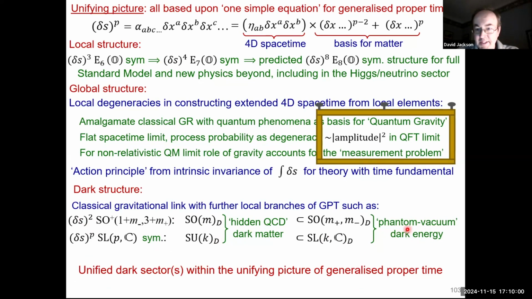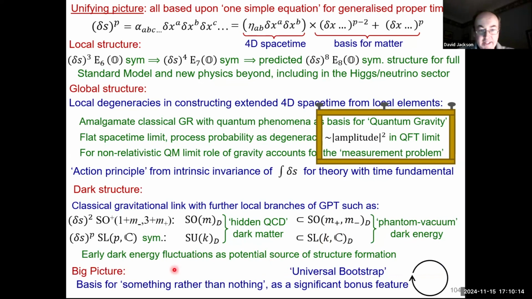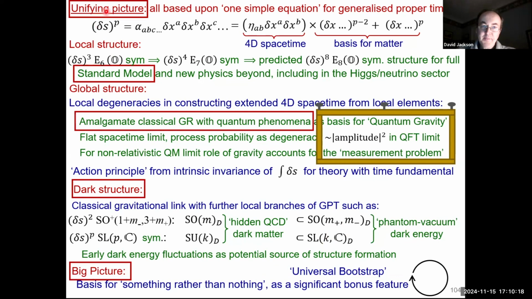And this phantom vacuum energy, because it involves the creation of plus and minus energy gauge bosons out of the vacuum in the early universe, could in principle be a testable source of structure formation, which I haven't talked about. And then there are other big questions, like what happened before the Big Bang, and so on. So the overall picture is that in terms of conceptual basis, connecting with the standard model, a framework for amalgamating gravity with quantum theory, cosmology, the dark sector, and the big picture, this approach of generalized proper time tends to give a pretty good overall picture.